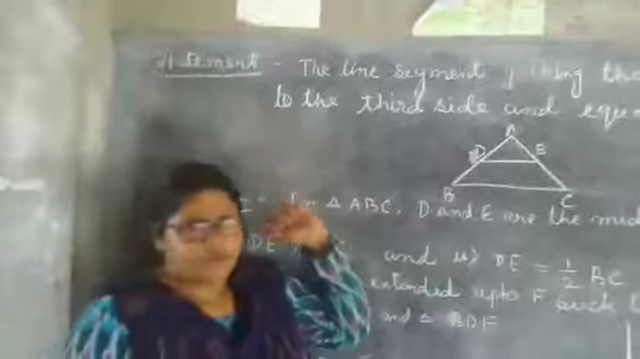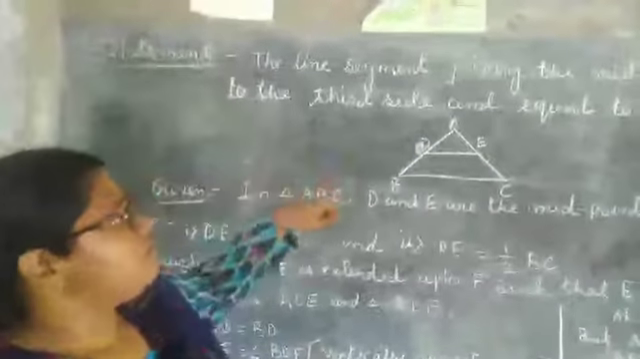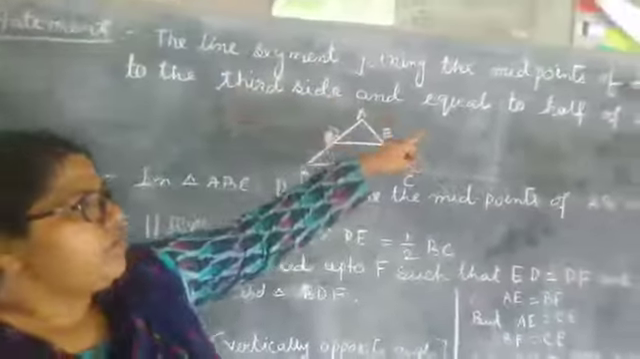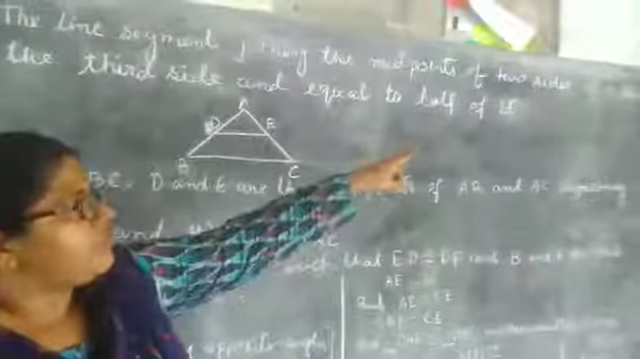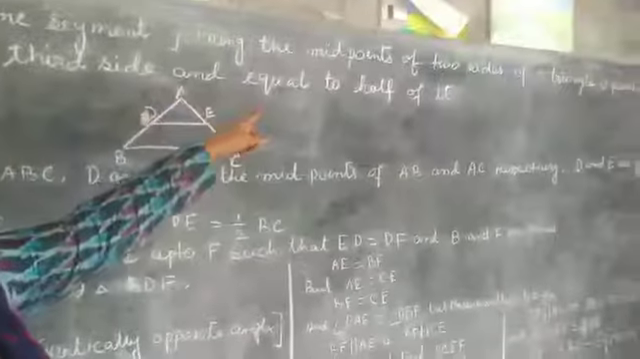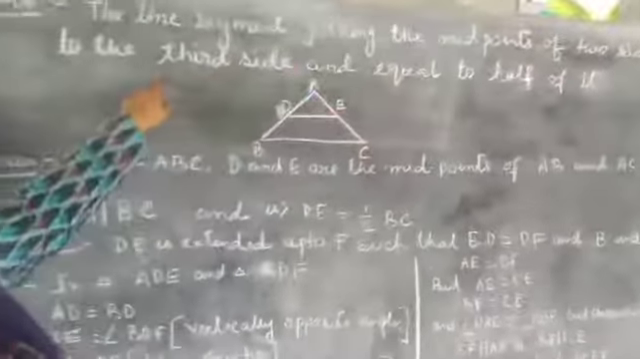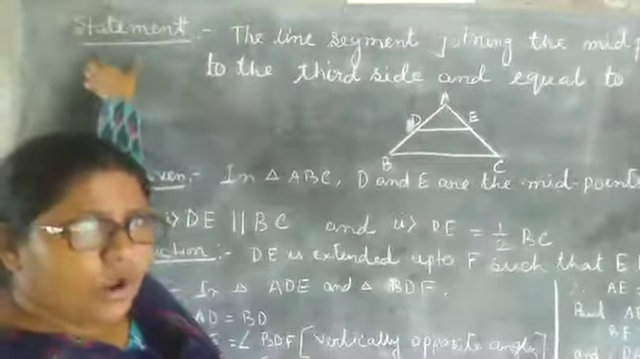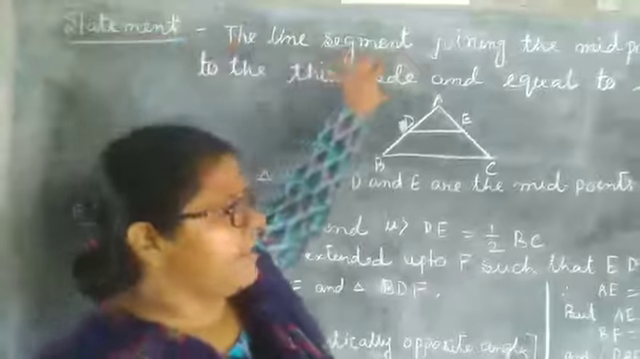We will do a theorem. The theorem is based on triangles. The line segment joining the midpoints of two sides of a triangle is parallel to the third side and equal to half of it. This is our statement. I have written the statement, but you don't write this word statement.